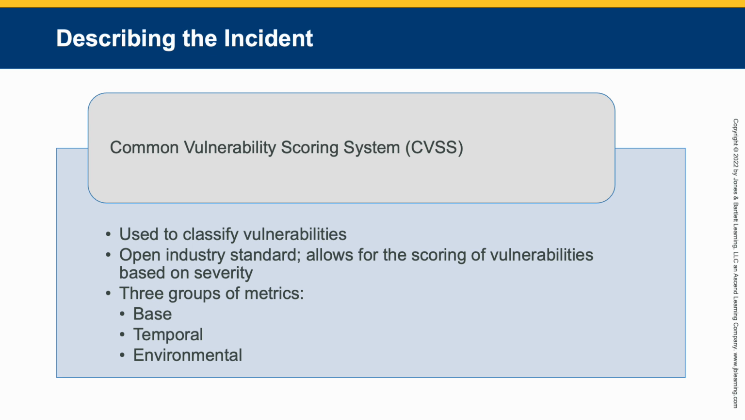Common Vulnerability Scoring System, or CVSS, used to classify vulnerabilities. It is an open industry standard that allows for the scoring of vulnerabilities based on severity. Three groups of metrics, base, temporal, and environmental, are mainly considered for describing an incident.